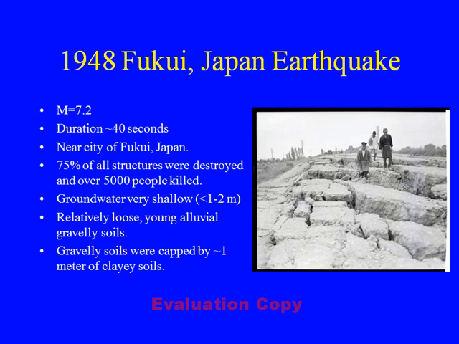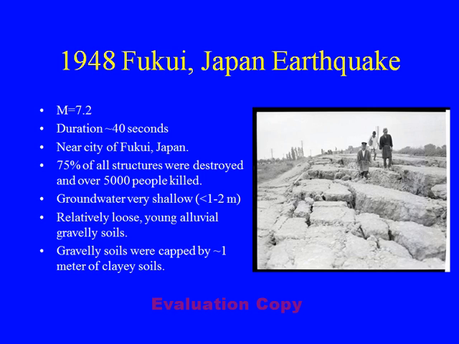On June 28, 1948, an estimated 7.2 earthquake struck Fukui, Japan. Fukui had been constructed upon an alluvial plain consisting of relatively loose silt, sands, and gravels. Groundwater conditions on the alluvial plain were extremely shallow, in many cases less than a meter below the ground surface. The duration of the ground motion was about 40 seconds, and the damage that ensued was quite remarkable. Over 75% of the structures were completely destroyed, and about 5,000 people were killed. The majority of the destruction was caused by liquefaction, and fires caused by the structural damage from the liquefaction.